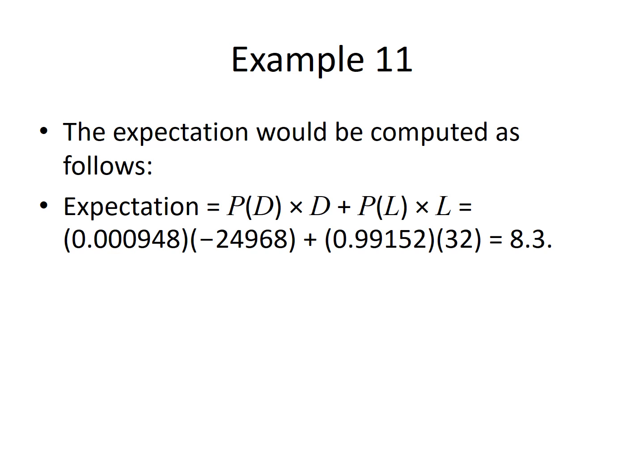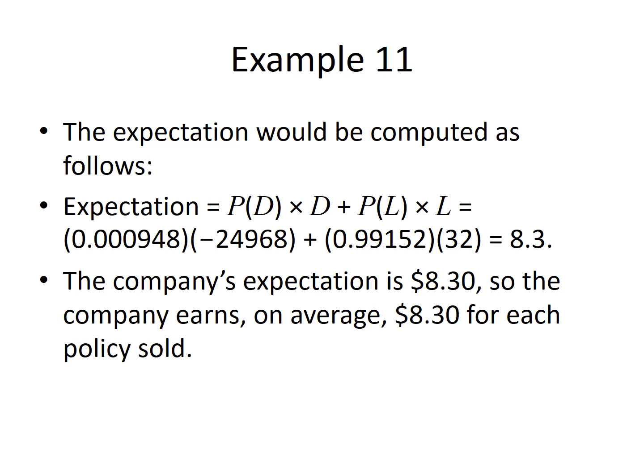Expectation is the probability of a person dying times the amount that they would lose because the person died. And then we would add on the probability that the person lives times the reward of that person living. And when you plug all of these numbers in to the calculation, you get about 8.3. The company's expectation is $8.30. So the company will earn, on average, $8.30 for each policy sold.